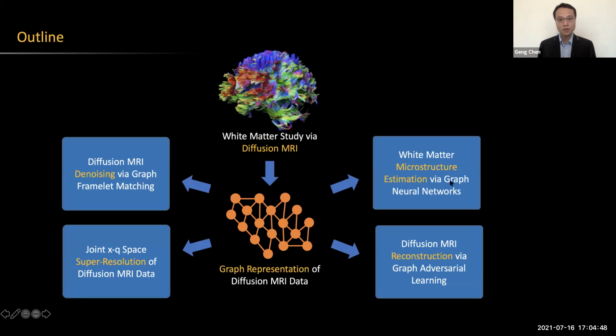So this is the outline of this presentation. Basically there are 6 parts. First, I would like to introduce the background of this work regarding diffusion MRI and how to use diffusion MRI to study white matter. And then I will introduce the core idea of this work, the graph representation of diffusion MRI data. Based on this core idea, I would like to introduce 4 works. The first is diffusion MRI denoising via graph framelet matching. The second one is joint q-space super-resolution of diffusion MRI data. The third one is white matter microstructure estimation via graph neural networks. And the last one is diffusion MRI reconstruction via graph adversarial learning.